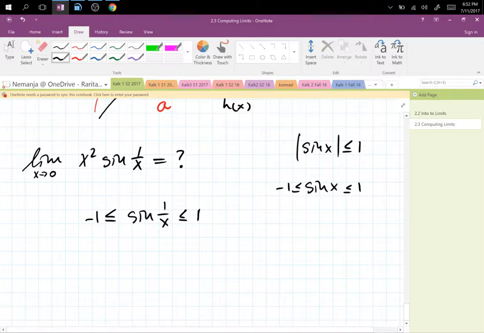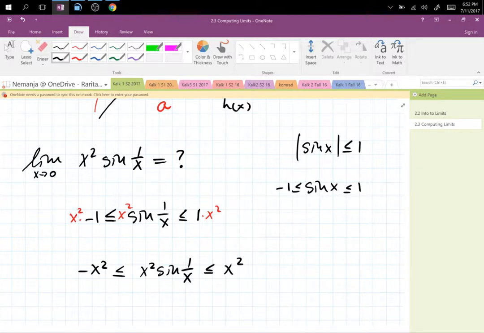Then you compare this function to the original one, and you realize that x squared is missing. You are going to multiply x squared everywhere. And now we get -x squared less than or equal to x squared sine 1 over x less than or equal to x squared. So we were able to sandwich our bad function in between two easy functions. You see how I build it up?